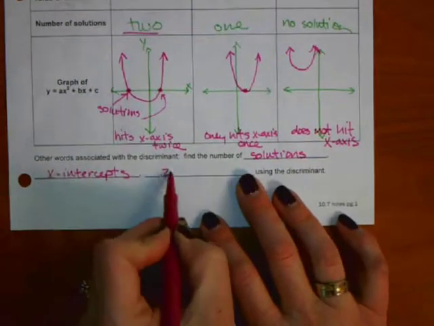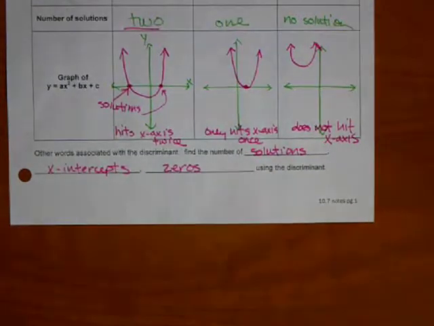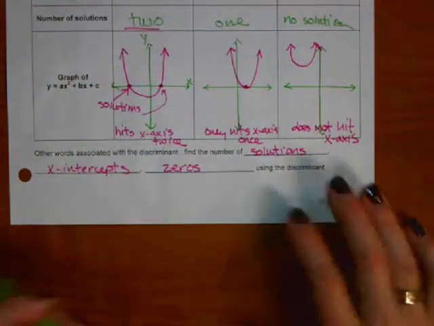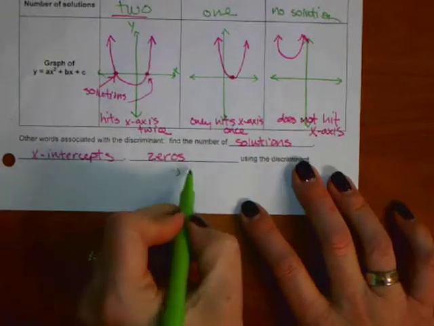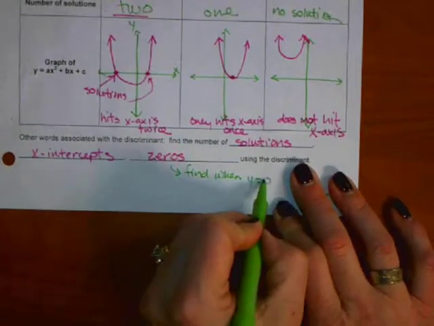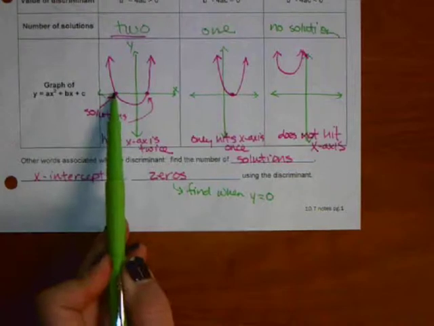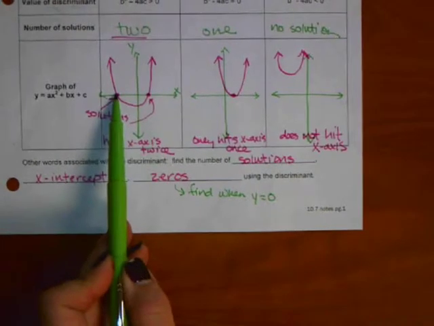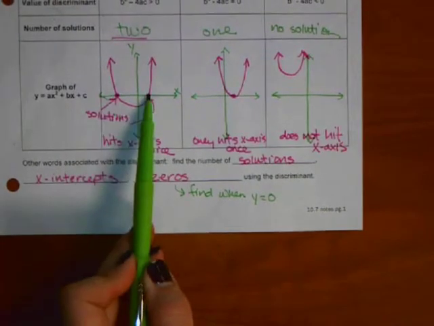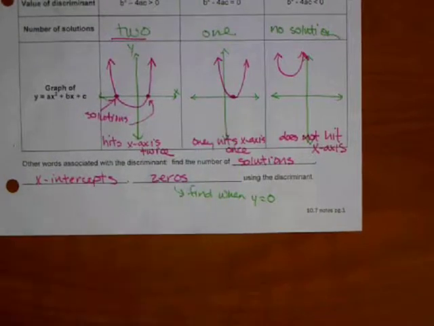Or someday you might be told to use the discriminant to find the zeros. That means find when y equals 0. Zeros is just another word they use for solution, x-intercept, whatever. Tell me about this point here, what's the y-coordinate of that point? That's what it means, find the zeros.